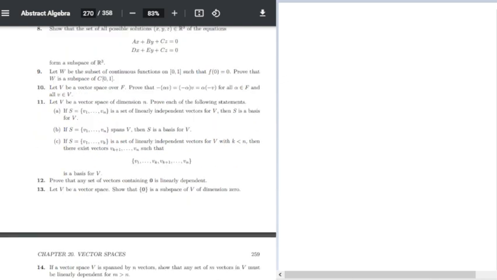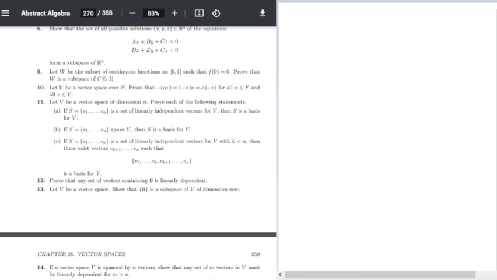So let W be the subset of continuous functions such that f(0) is equal to 0. It's mainly that scaling by a value or adding a value at that point for that function will still be equal to 0 at that point, so it doesn't matter.